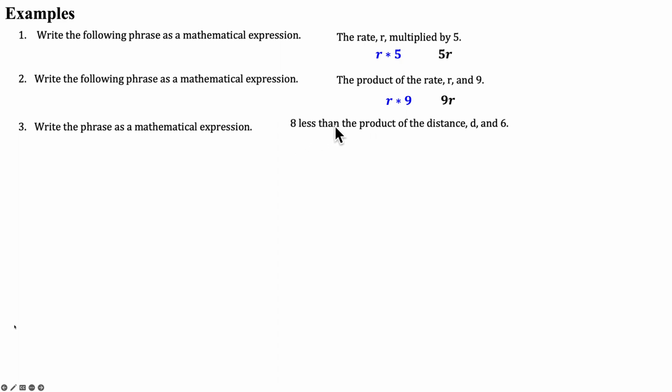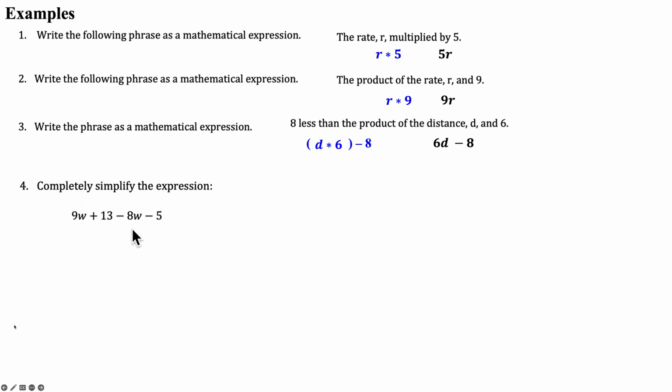8 less than, there's that word than. The product is the answer to a multiplication problem, so I put parentheses around it. And then the minus 8 comes last. Now, what is my product? It's the product of the distance d and 6, so d times 6. Well, using this notation up here, we'll rewrite it as 6d minus 8. Now, here we don't need parentheses around the 6d because multiplication comes before subtraction. We'll talk about orders of operation in just a minute.